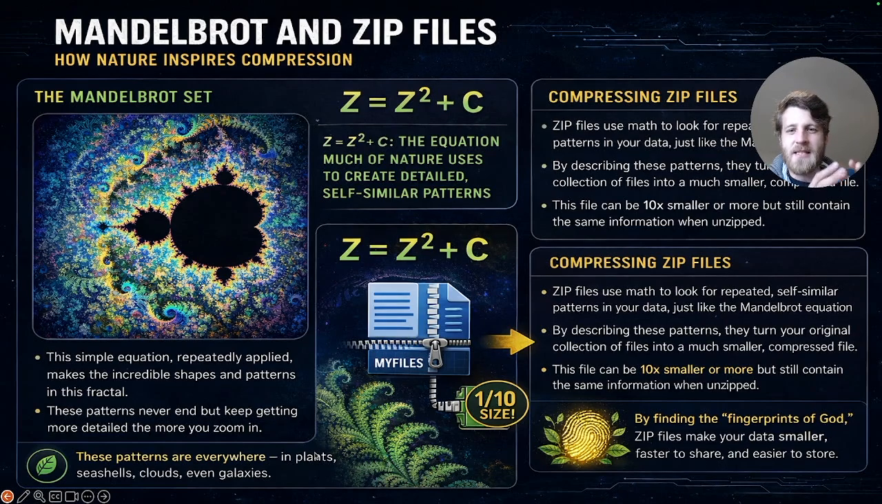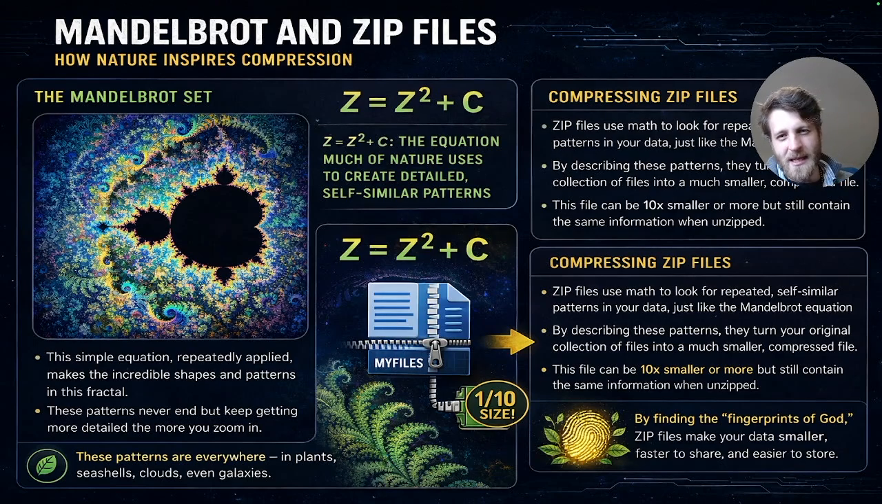The patterns never end, but they keep getting more detailed the more you zoom in. And they occur in plants, seashells, clouds, galaxies. The equation represents that much of nature uses this to create detailed self-similar patterns. And it's actually utilized in the mathematics of zipping up files.